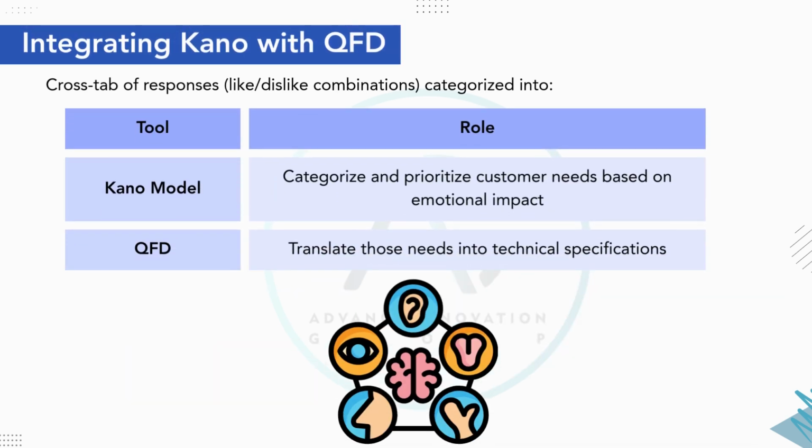In this slide, we see how 2 powerful tools, Kano Model and QFD, Quality Function Deployment, can be integrated for better product design and customer satisfaction. Kano Model helps us categorize and prioritize customer needs based on their emotional response. Whether a feature delights, is expected, or causes dissatisfaction. QFD takes those prioritized needs and translates them into technical specifications, which engineers and designers can use to build the product. By using both together, we ensure we are not just building the product right, but we're building the right product.